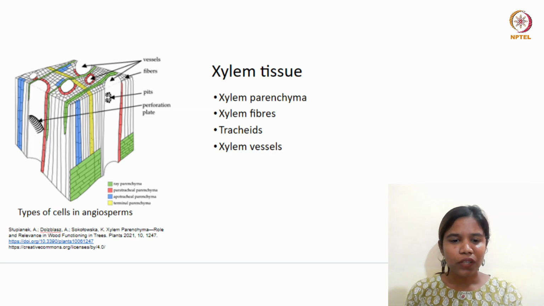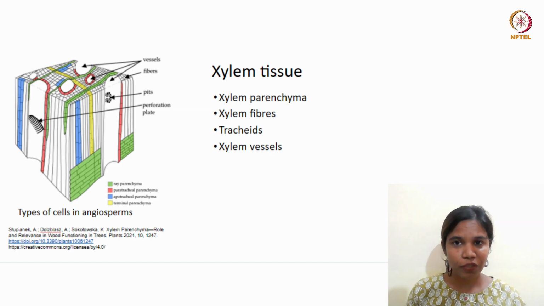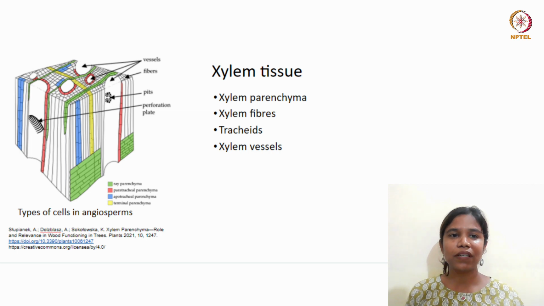Now, to begin with, you might have heard of the terms xylem and phloem tissue, right? You might know that xylem helps in the conduction of water and minerals in the plants, and phloem helps in conduction of food in plants. So pay attention that I'm saying the word tissue here, which means this tissue is made up of different types of cells. So let's talk about xylem tissue now.